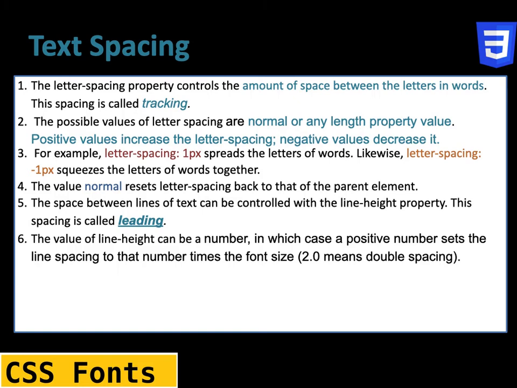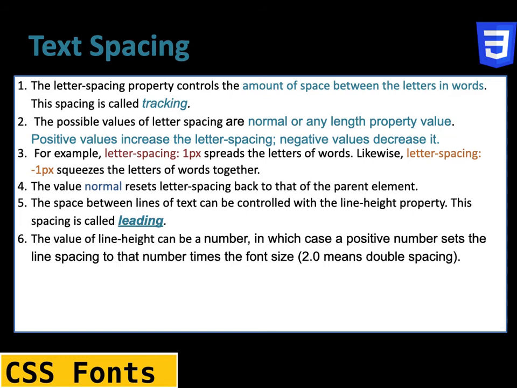Positive values will give more spaces in between the letters. Negative values are removing the extra space, that squeezes the letters of words together. The value normal resets letter spacing back to that of the parent element. The space between lines of text can be controlled with the line height property. This spacing is called leading.